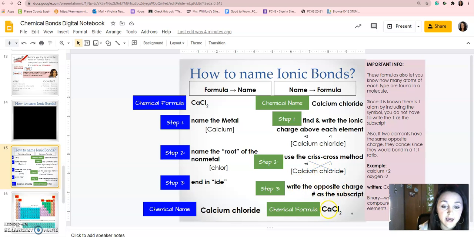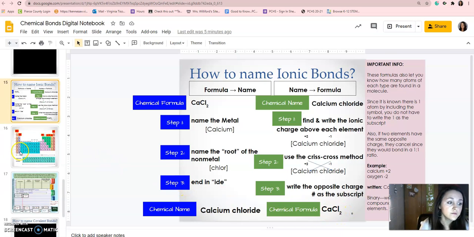So we're going to go Ca. It used to have the 2. Now it's going to get the 1 because we crisscross them. The chlorine that used to have the 1 is going to get the 2. So whenever you see something with nothing behind it, that implies that it's 1. We don't need to write Ca1, Cl2. We're just going to have the 2 there as a subscript.